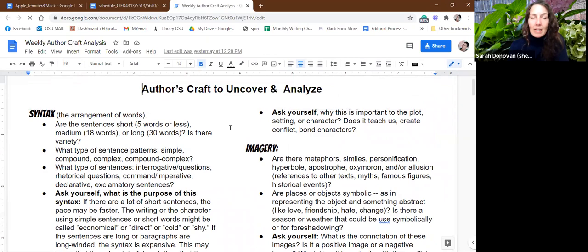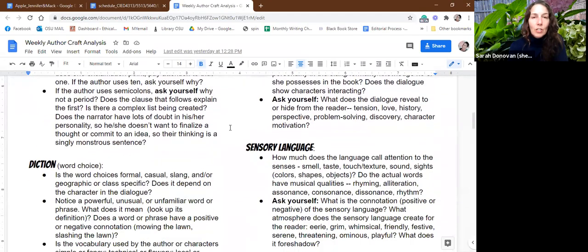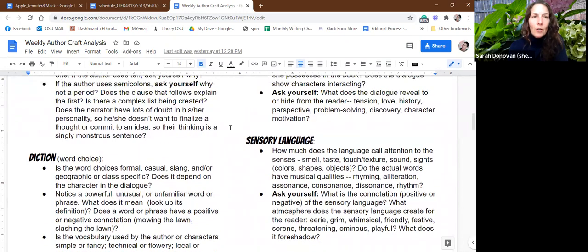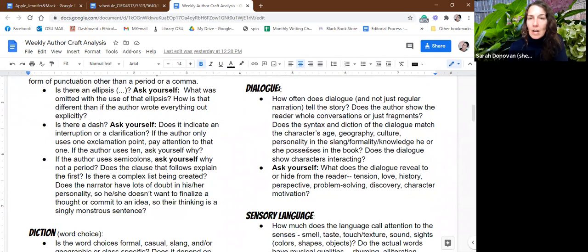You might focus on imagery, punctuation, dialogue, sensory language, diction. And all the questions are right here for you to help lead a discussion or analysis of it. So as you noticed when I did my demonstration lesson, I showed a picture of the book. I talked through some of these questions, and then I asked everyone to find another section and do the same thing.